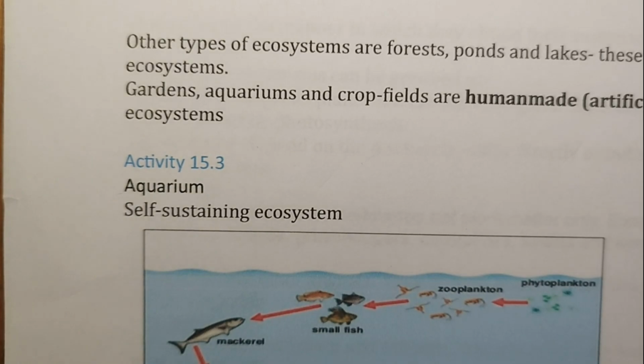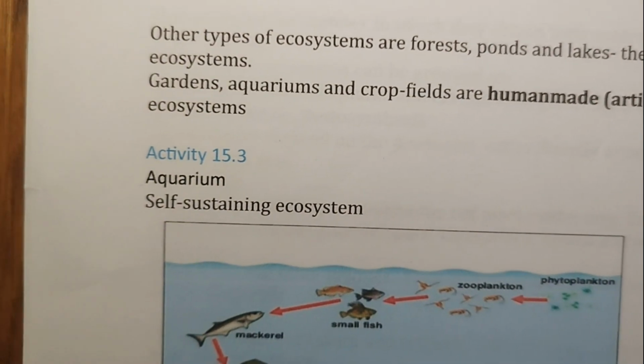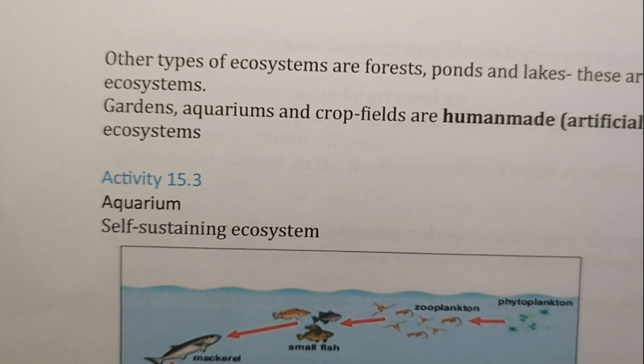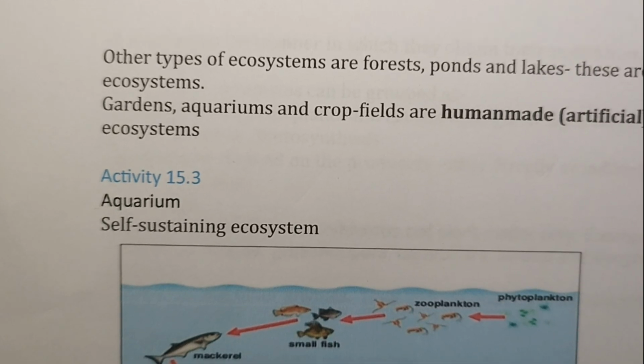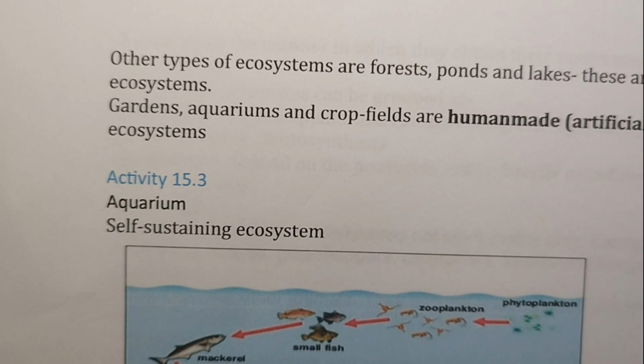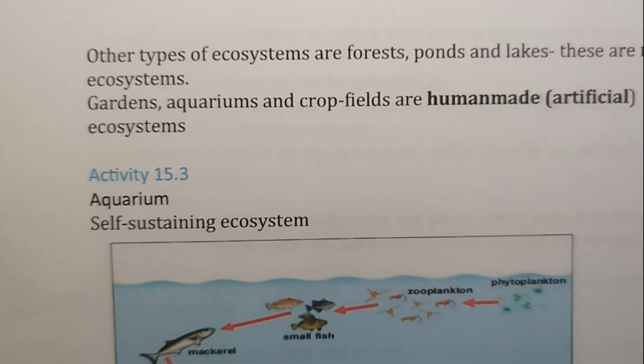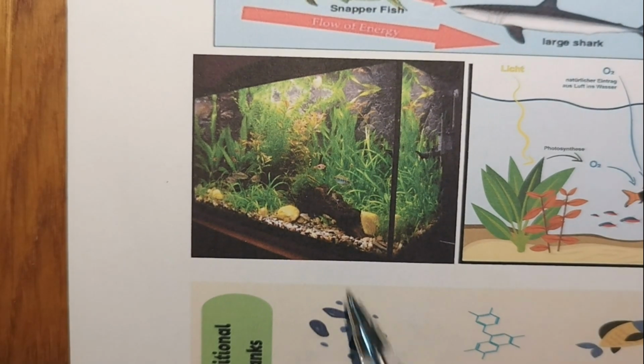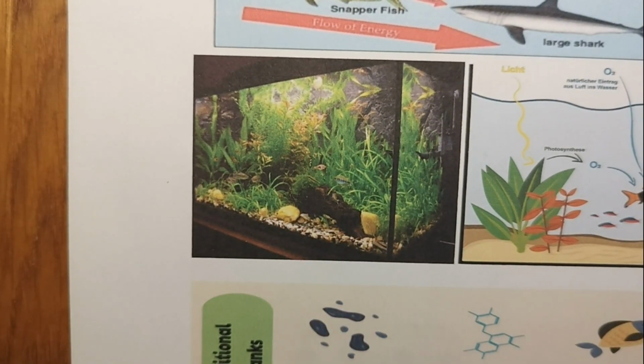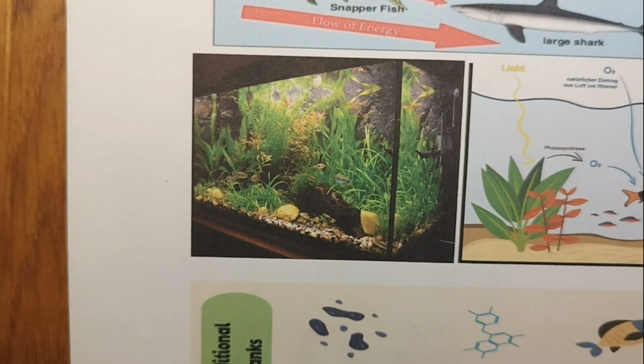Other types of ecosystems are forests, ponds, and lakes. These are natural ecosystems, and gardens, aquariums, and crop fields are artificial or human-made ecosystems. Remember this. And there's another very interesting activity this time. The activity wants you to design an aquarium. I'm sure you must have seen an aquarium somewhere in your life.